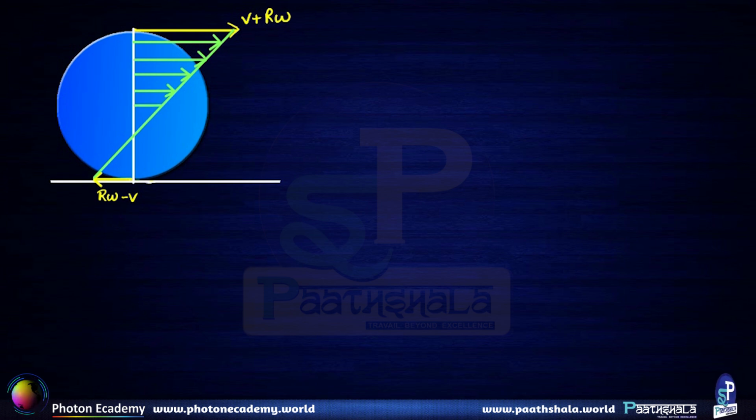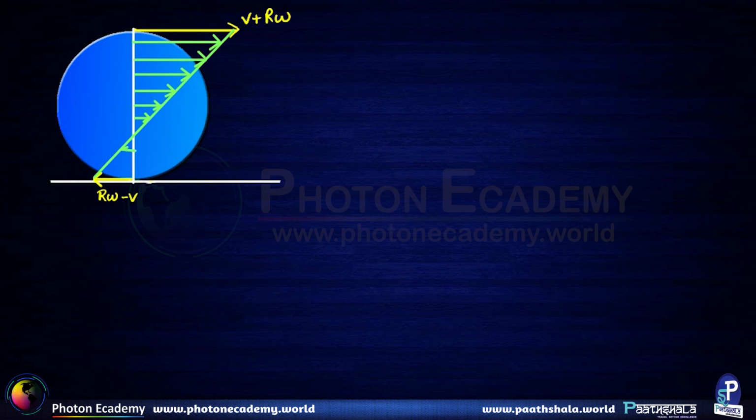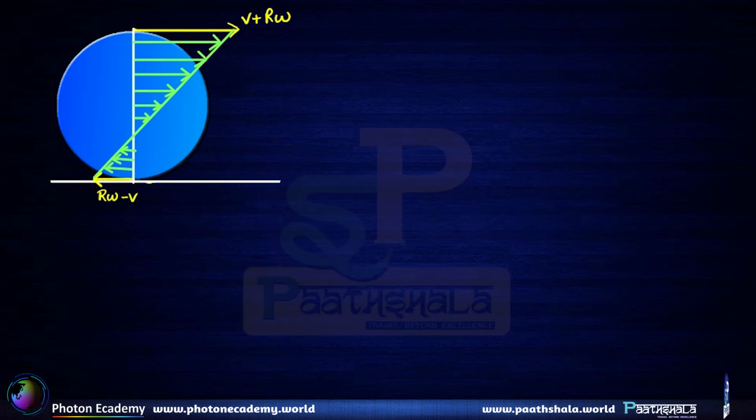So mind you, all these are instantaneous velocities, like so. Then again, for this point the velocity is 0, and since v is greater than r omega, for points that are near the bottommost point, they will actually have a tendency to move backwards because backward slipping is happening. Just like in the previous case, the bottom points had a tendency to move in the forward direction. So this is the velocity profile diagram.